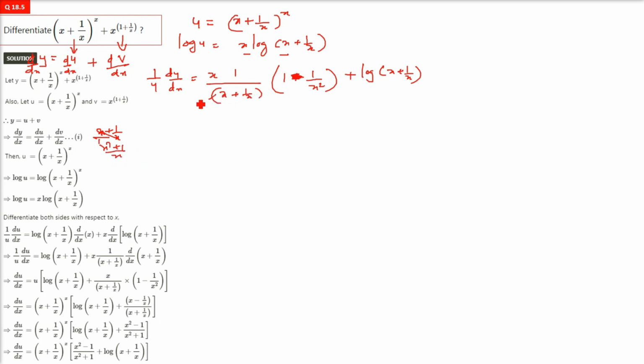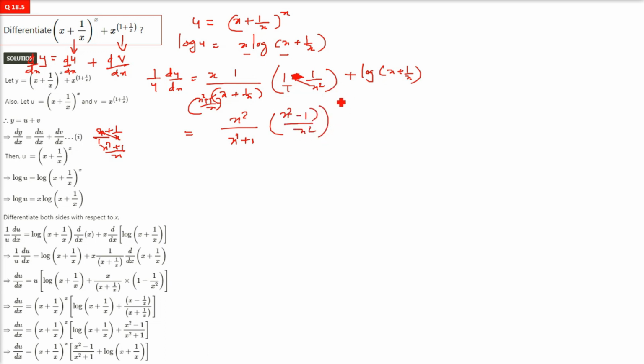And this goes up because this is in the denominator. So x square plus 1 by x goes up. It is going to be x square in the numerator and x square plus 1 in the denominator. And 1 minus 1 by x square will be what? x square minus 1 by x square. So x square minus 1 by x square.